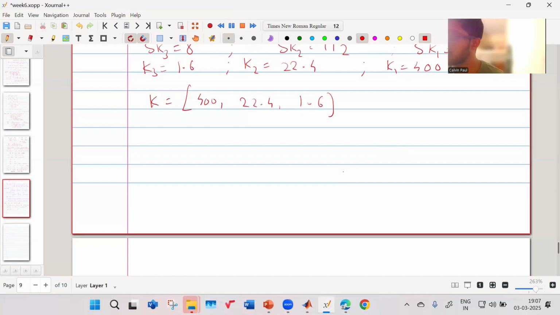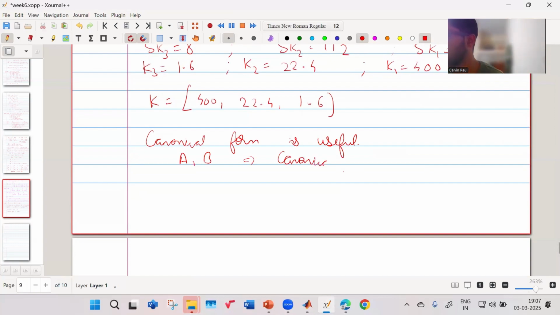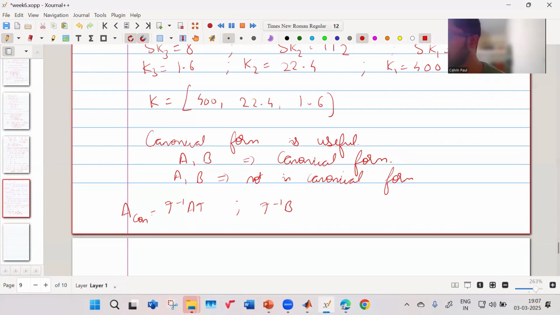Okay, so canonical form is useful. It would be easy if your A and B are in canonical form. It would be nice. But suppose they are not. If your A and B are not in canonical form, then you have to transform it. You have to do some T inverse A T and T inverse B. So this will be A in canonical form, and this will be B in canonical form.